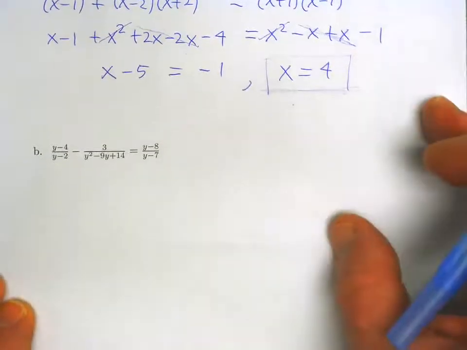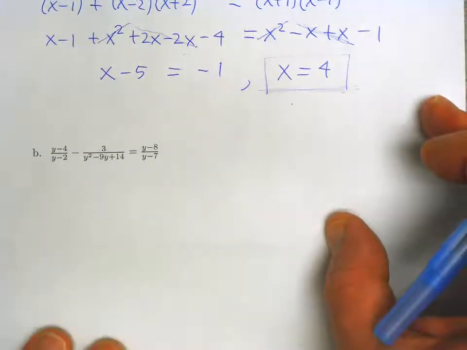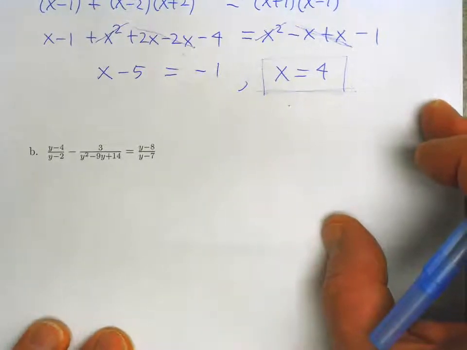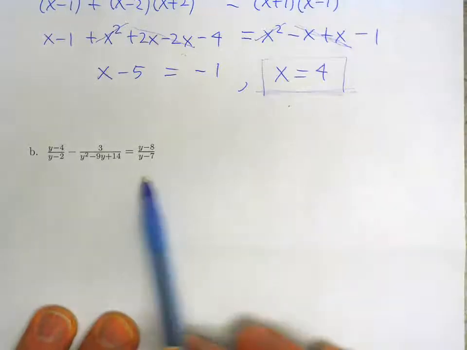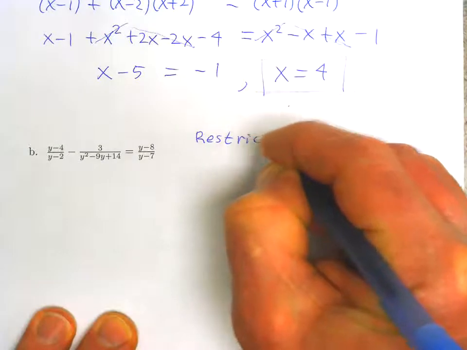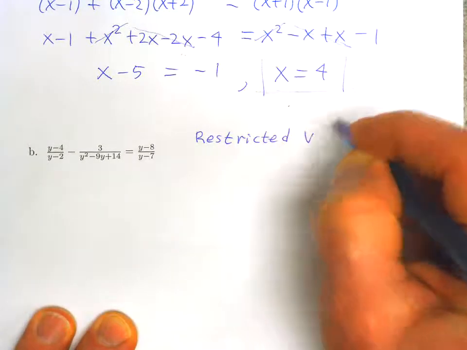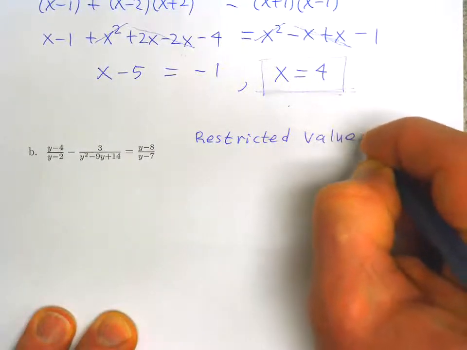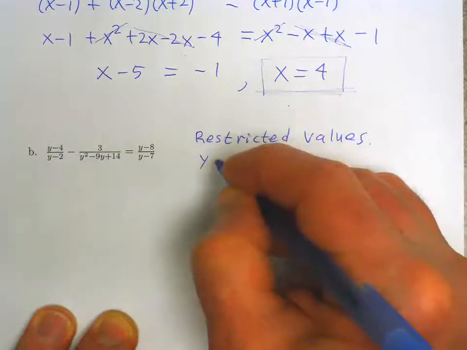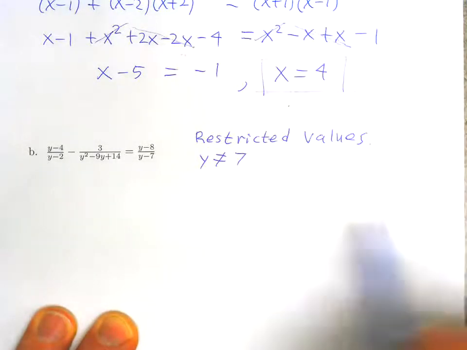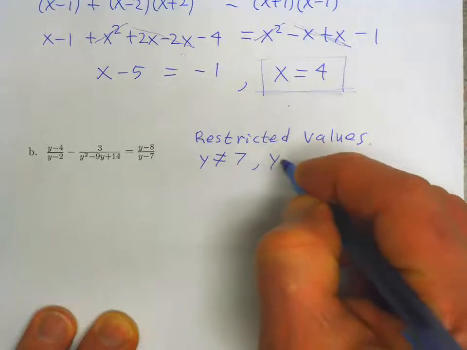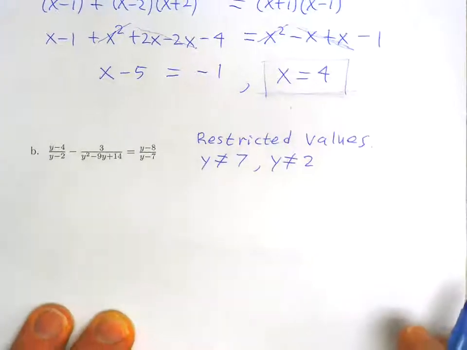Okay, so the next example, same process, just a different equation with rational expressions. First, find the restricted values. One of the denominators is y minus 7. So the restricted value we get from that denominator is 7. So y is not 7. This denominator on the left, y minus 2, that restricted value is 2.